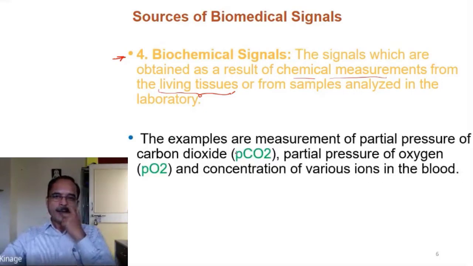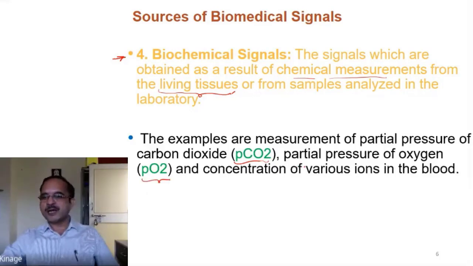Okay, examples are measurement of carbon dioxide, P stands for partial pressure, partial pressure of carbon dioxide, partial pressure of oxygen, that is PO2, and concentration of various ions in the blood.